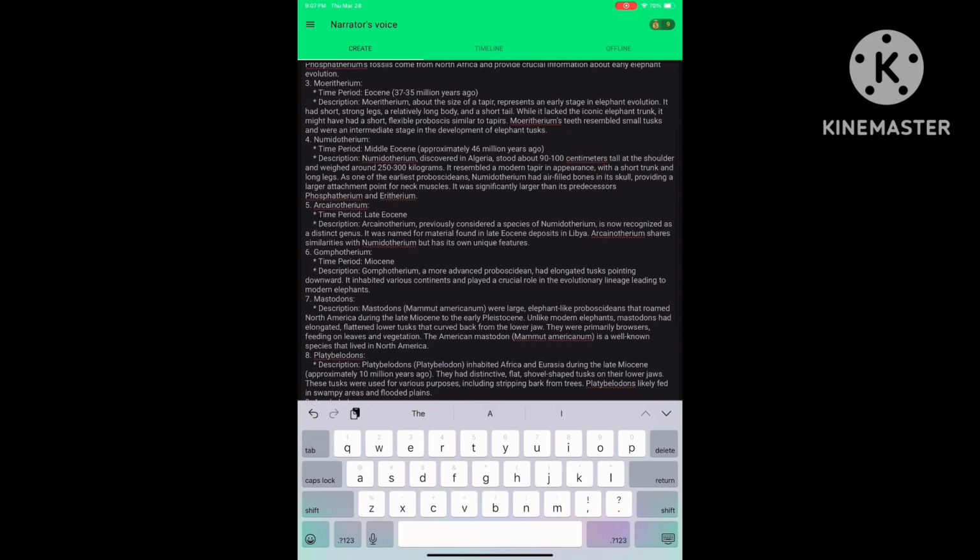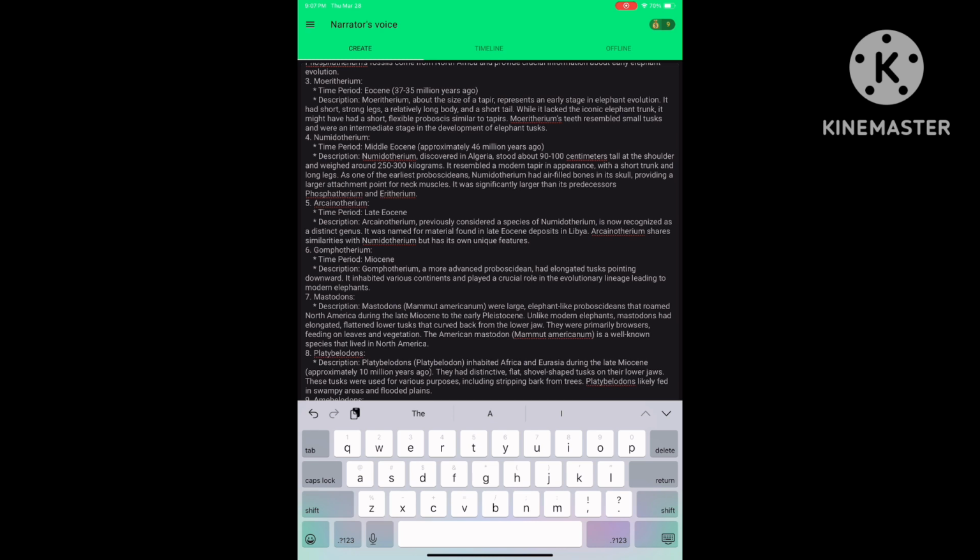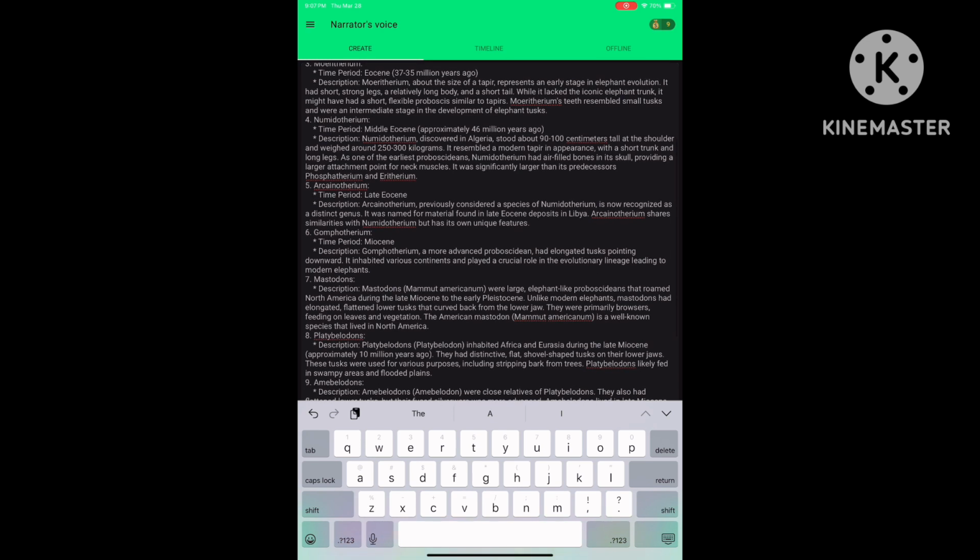5. Erchinotherium. Time period: Late Eocene. Description: Erchinotherium, previously considered a species of Pneumatotherium, is now recognized as a distinct genus. It was named for material found in late Eocene deposits in Libya. Erchinotherium shares similarities with Pneumatotherium but has its own unique features.